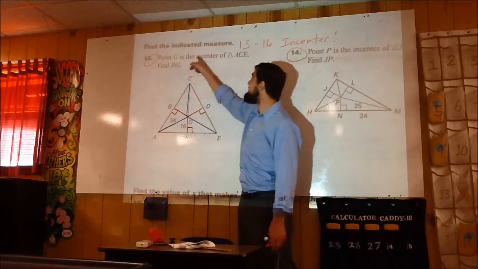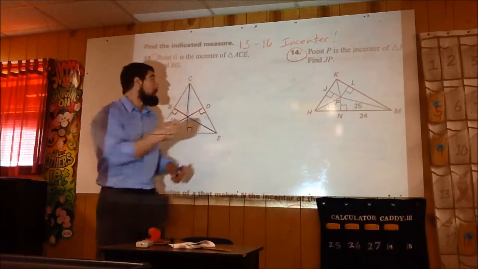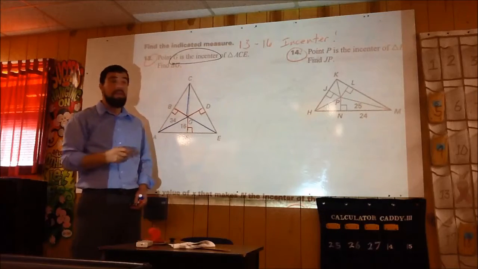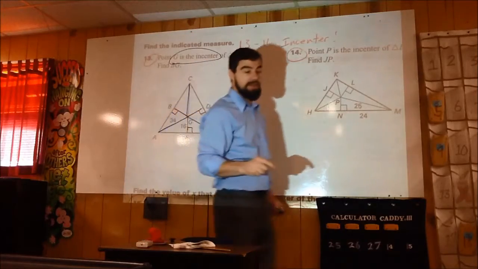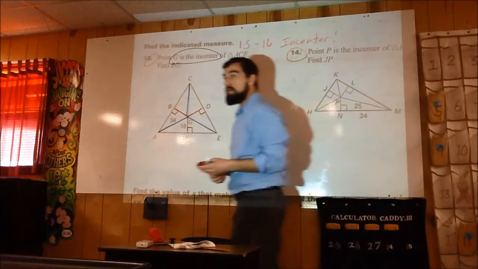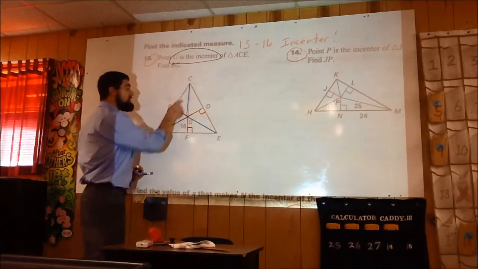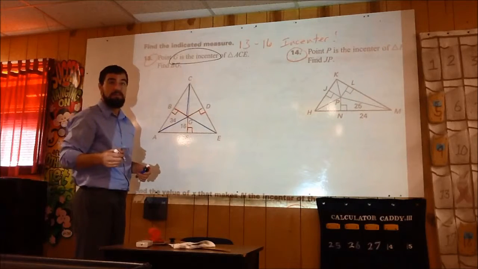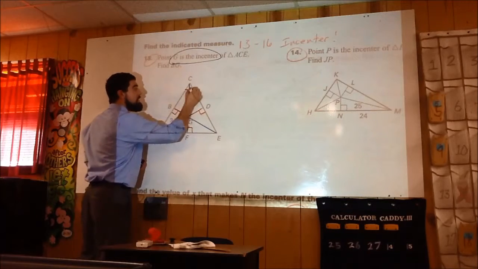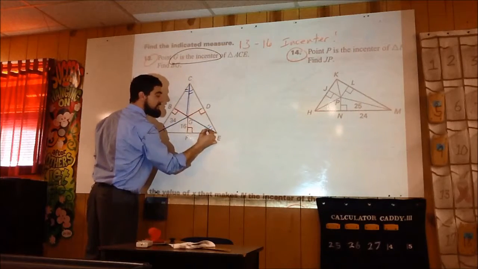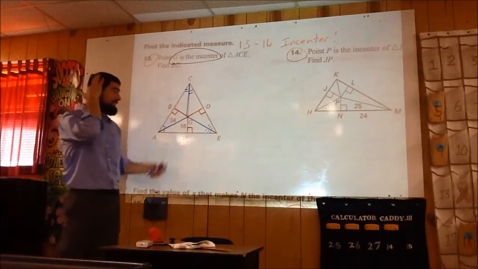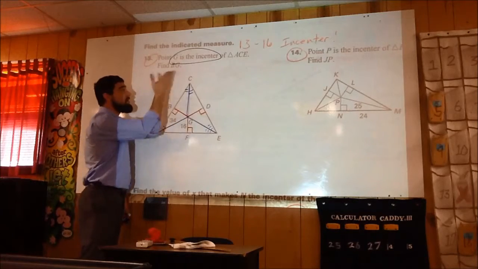It says point G is the incenter. When you read that on a quiz or a test, you need to think, what 3 segments create the incenter? The angle bisectors. So you know that these blue segments are the angle bisectors, because they all meet at G. So I know that all these angles are being bisected. My blue segments have to be the angle bisectors because they all meet at G, creating the incenter.